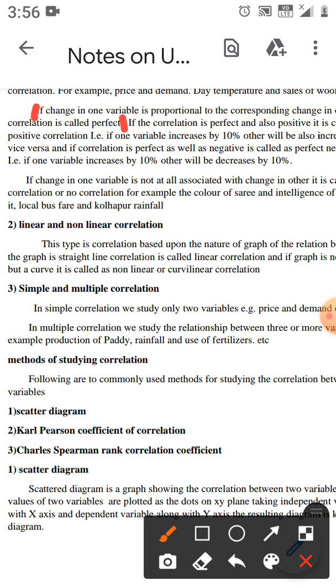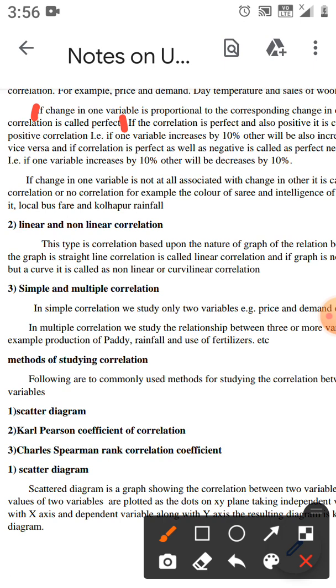And the last, third type of correlation is simple and multiple correlation. If it is the correlation between only two variables, then it is a simple correlation. And if there are more than two variables, then this is a multiple correlation.